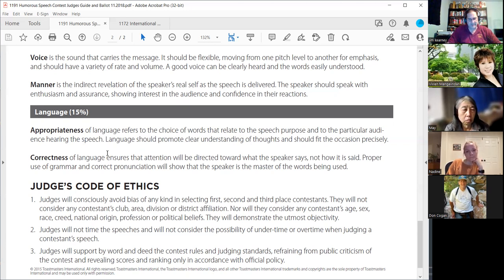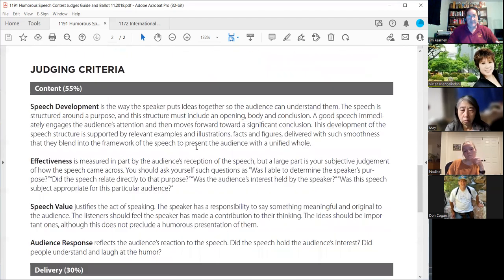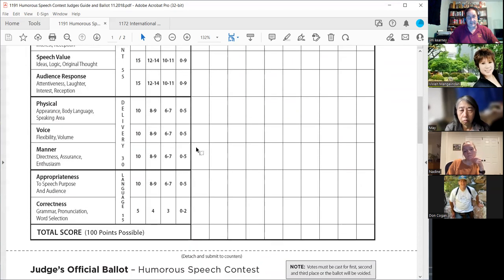This part here just re-emphasizes the fact that it's not what you say, it's how you say it and what the audience feels when they hear your speeches. And that is basically all the things that the judges are looking for.